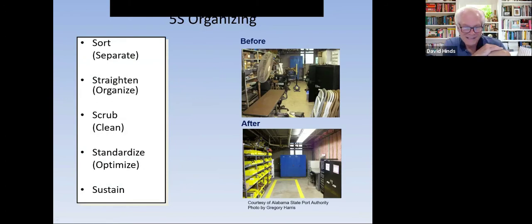The 5 S's are actually steps: sort, straighten, scrub, standardize, sustain. I'll get into those in just a second. But in a physical workspace, for example a storage room here, you can see a before and after. This is the intent: by going through these steps, you move from something that looks like this to something that looks like this.